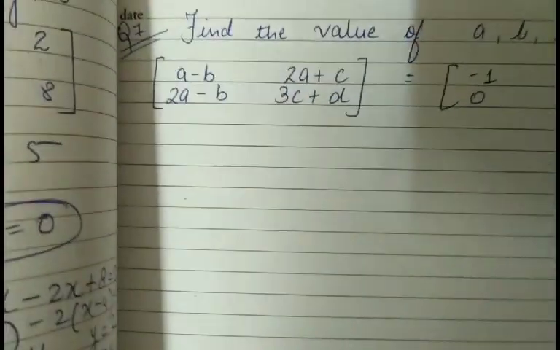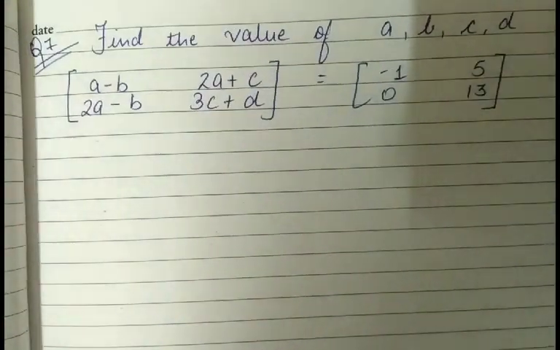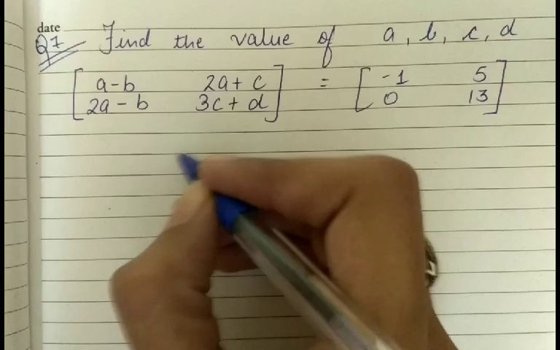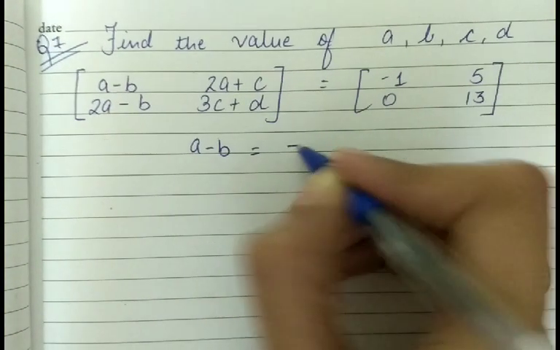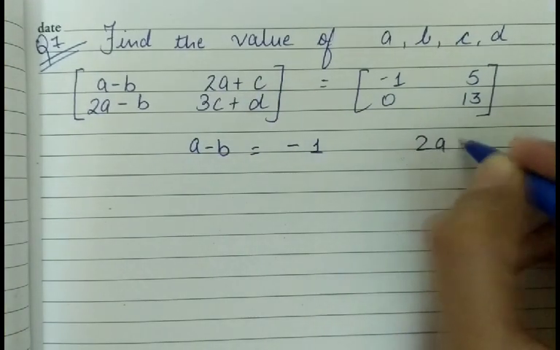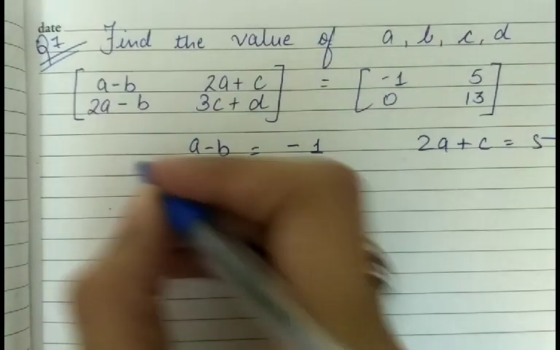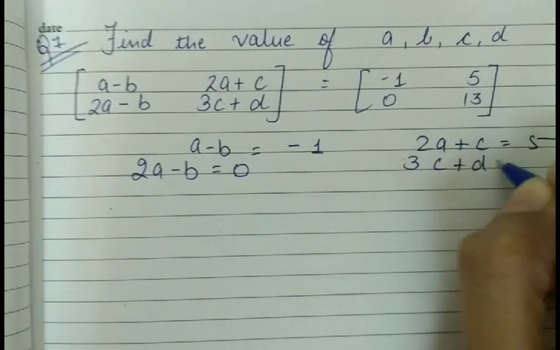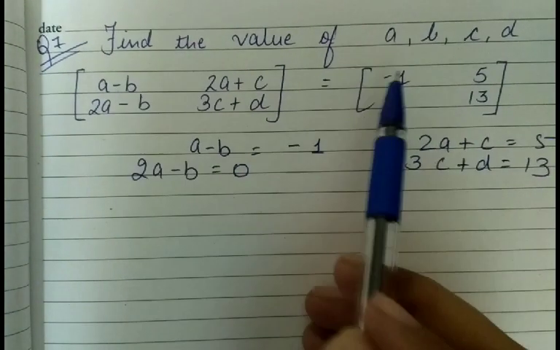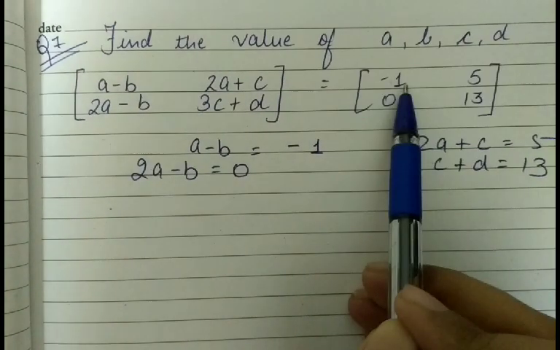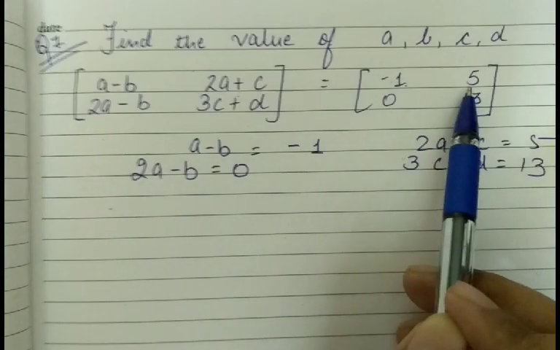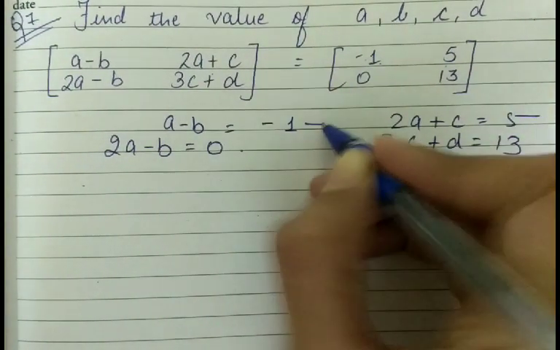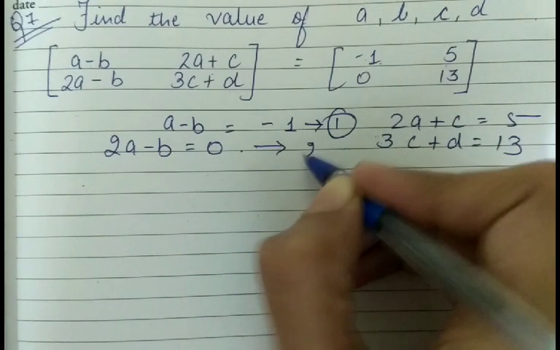In the next question, it is asked find the value of a, b, c and d. Here also it is given equivalent matrix. So a minus b will be equals to minus 1. 2a plus c is equals to 5. 2a minus b equals to 0. 3c plus d equals to 13. I have equated the elements. A11 equals to A11. A12 equals to A12 element. Next, I am giving this number equation 1 and this equation number 2.